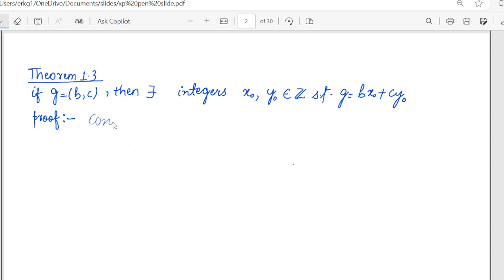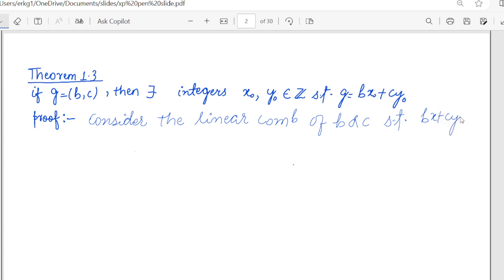Consider the linear combination of B and C, such that Bx plus Cy, where x and y belong to the set of integers.